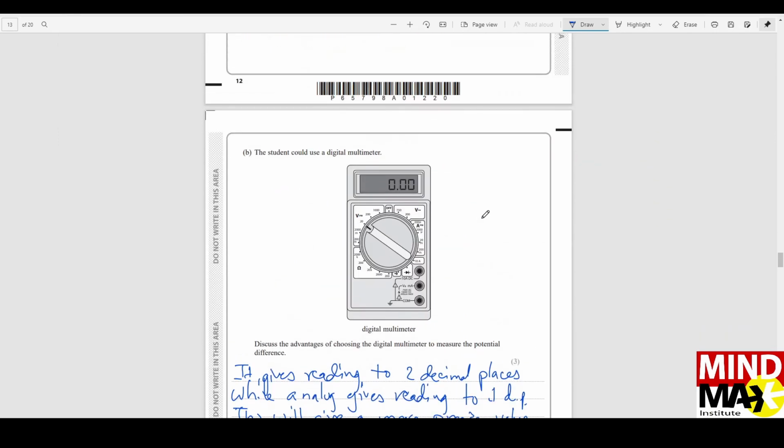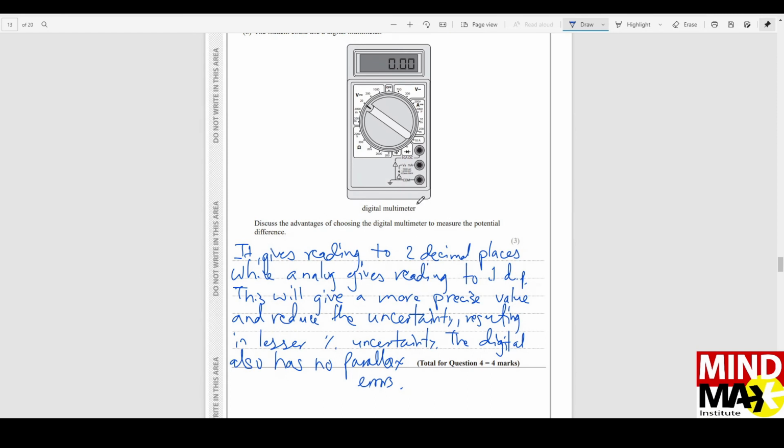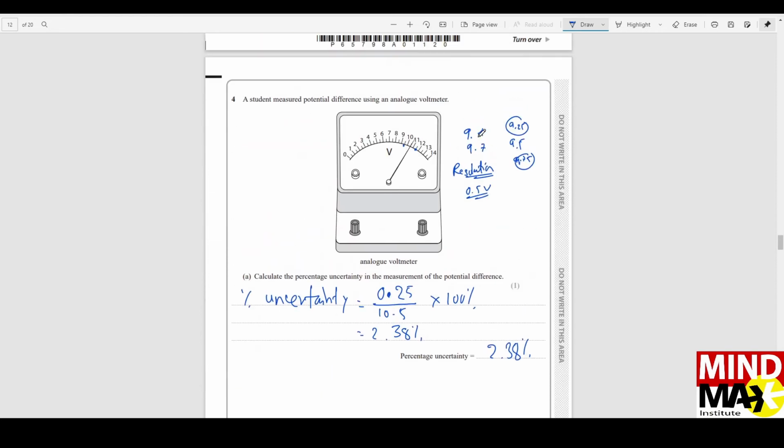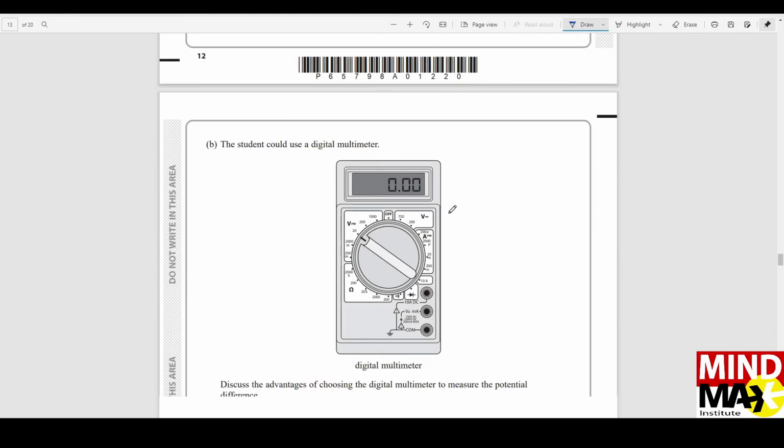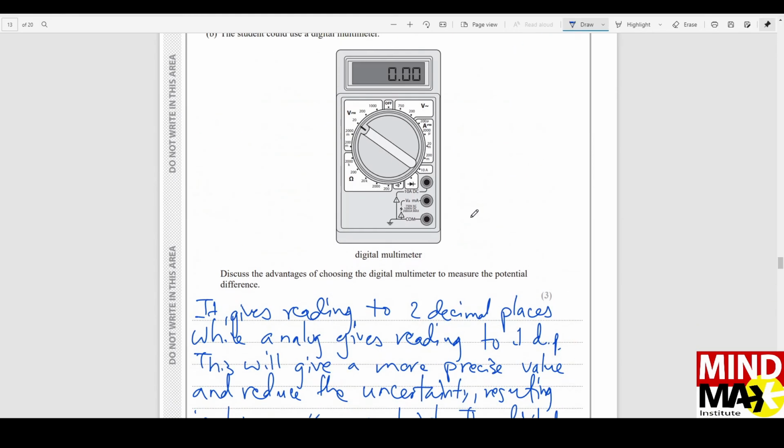Then this is a digital multimeter. Discuss the advantages of choosing the digital multimeter to measure the potential difference. So of course it doesn't have parallax error. You can make parallax error over here by looking at it not directly. Okay, that's one mistake that you can avoid using a multimeter.